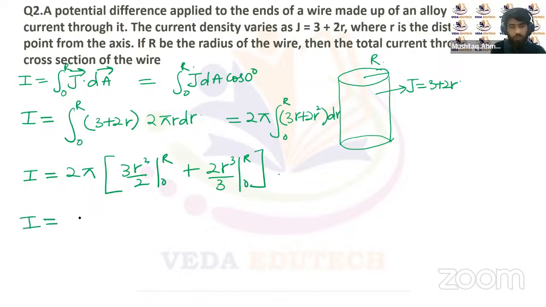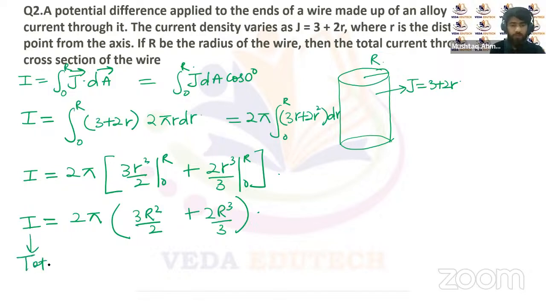Now, putting the limits to this function, we'll get 3r square upon 2 plus 2r cube upon 3. So this will be the total current flowing through this cylindrical wire. I is here the total current, and this current we have to find.